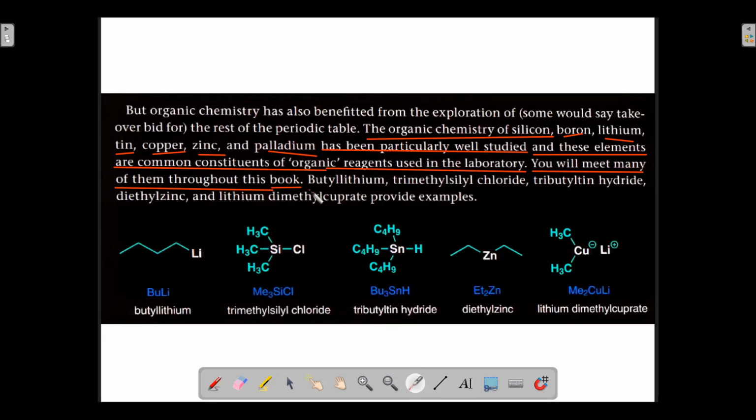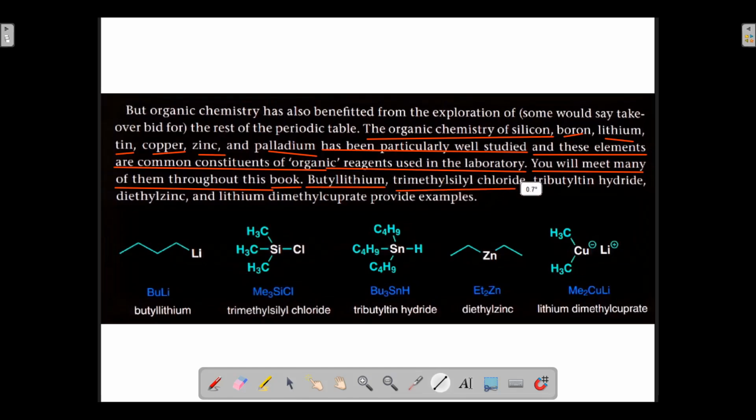So butyllithium. The structure is like this. This is butyllithium: meth, eth, prop, and but, a four carbon chain. That's why it is a butyl group, and it is attached to lithium. So it is called butyllithium.